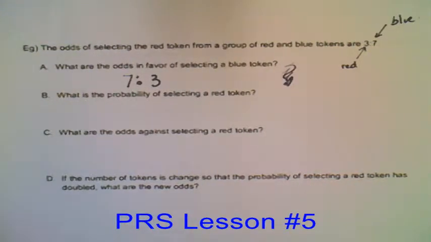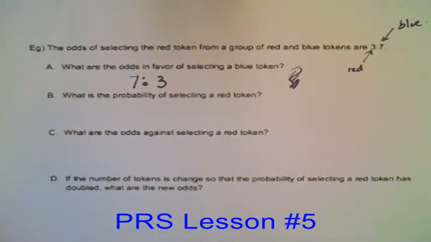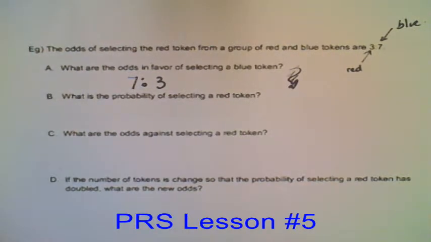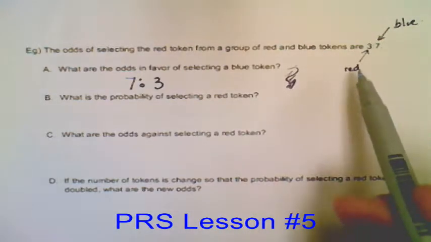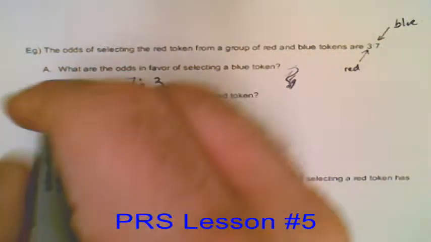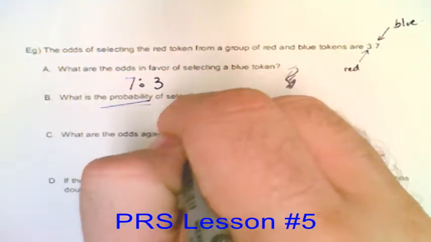So what are the odds in favor of selecting a blue token? Well, as far as I know, there are 7 blue to 3 red. So the odds in favor of selecting blue are 7 to 3. Okay? Same as the odds in favor of, or the odds against selecting red.